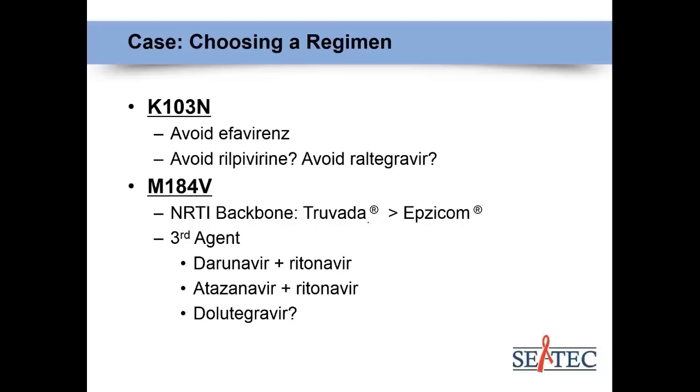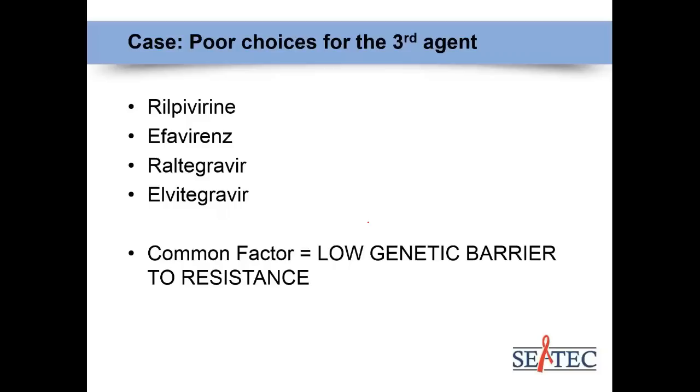Sometimes you'll see certain providers add an additional agent, so a fourth active antiretroviral, to be absolutely sure. We won't go into the finer points of that at the moment. Again, we're just talking about poor choices for the third agent here, and the common factor is low genetic barrier to resistance.